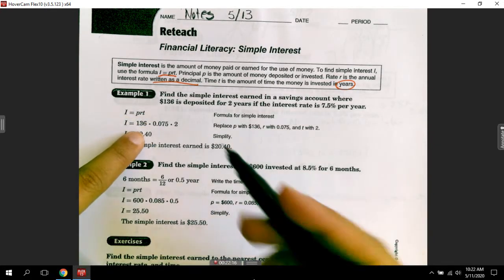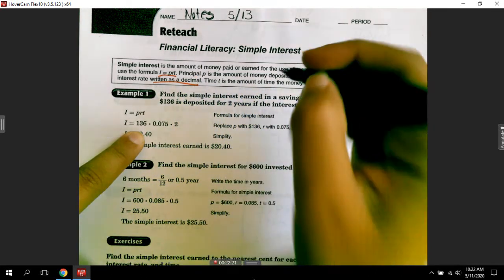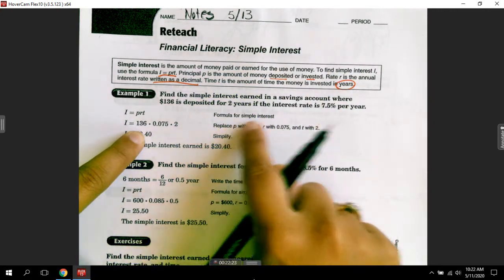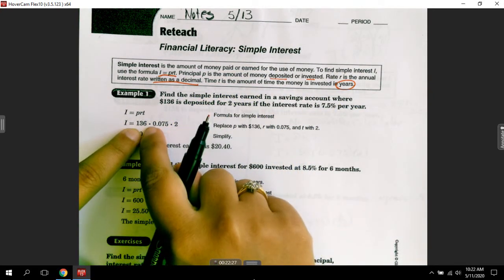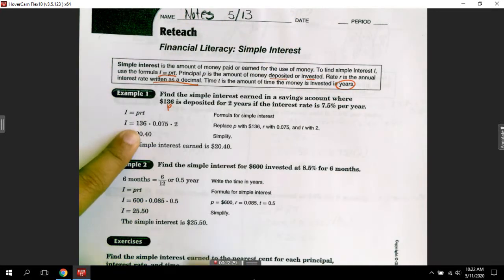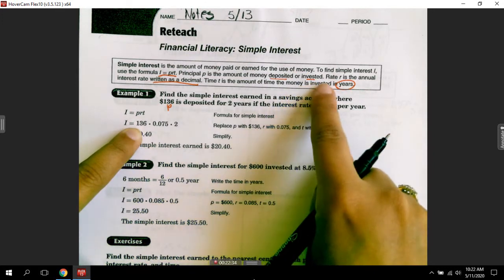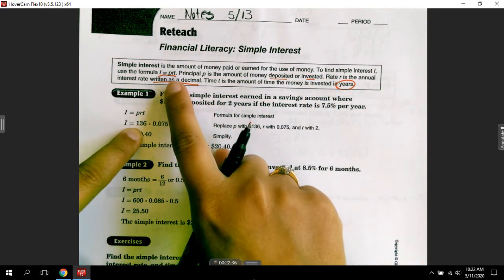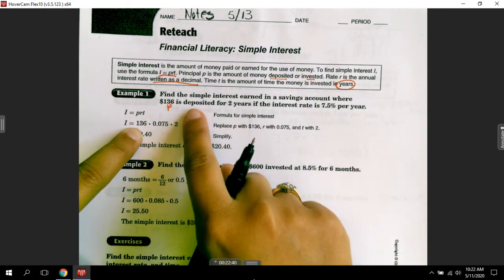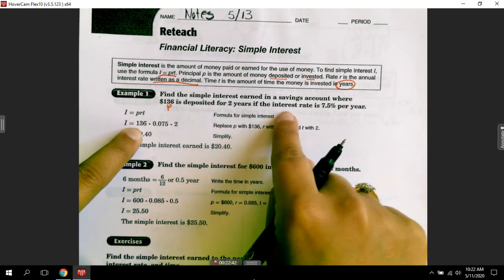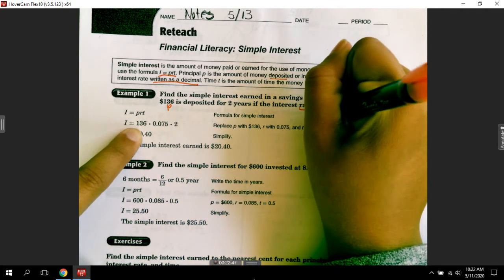So your P, your principal, is the amount of money deposited or invested. Here it says that 136 is deposited, so your P is 136. Your R is the rate at which it's invested, so it's written as a decimal. It's deposited for 2 years if the interest rate is 7.5%. So this is your R.